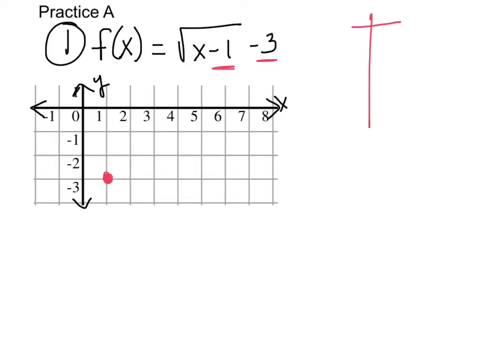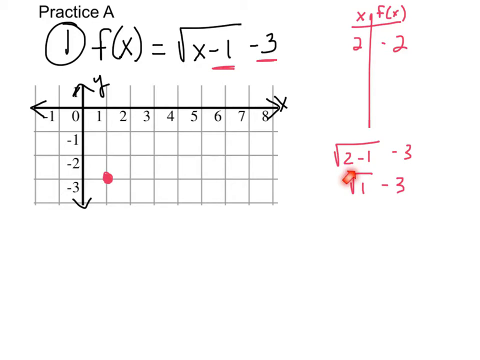There's my vertex. So I just want to pick any values to the right of that. Now, here's where you can use your brain. You can pick any numbers you want. But for example, let's say this is 1, so let's pick 2. If I pick 2, I'm going to plug that in, and I'm going to get 2 minus 1 minus 3. That's the square root of 1 minus 3. Now, you should be able to do this in your head. The square root of 1 is 1, minus 3 gives you -2. Now, that's easy. Why? Because I can take the square root of 1. 1 is a perfect square.